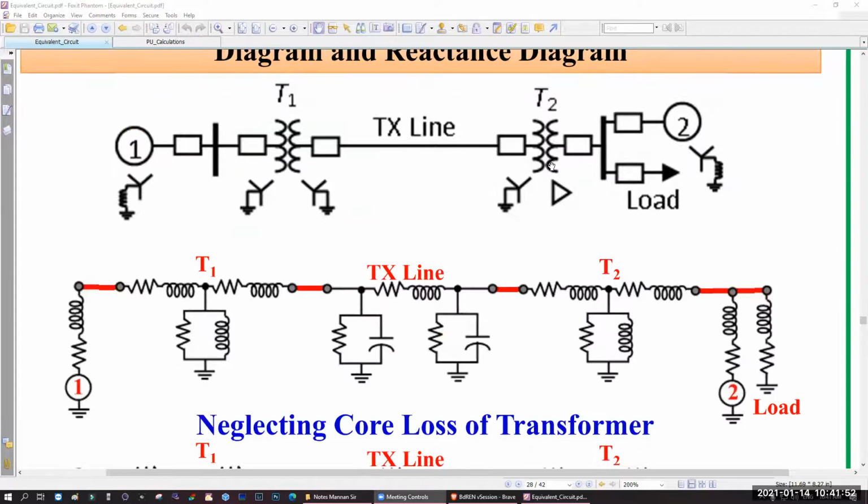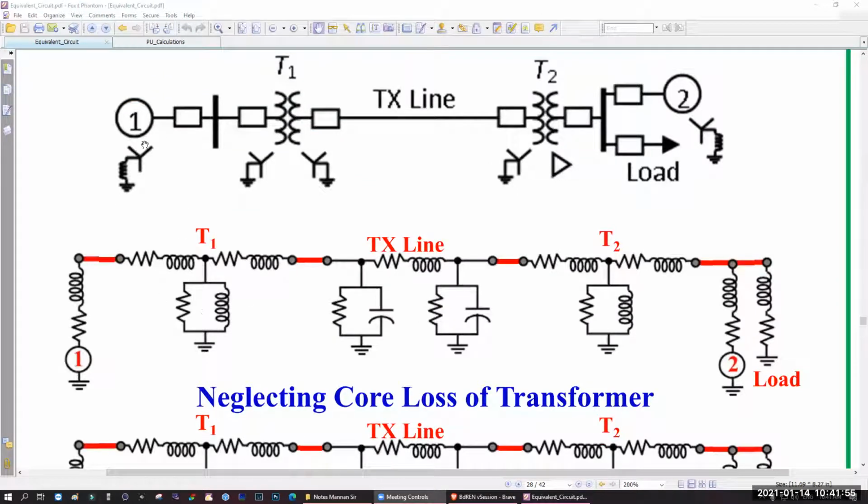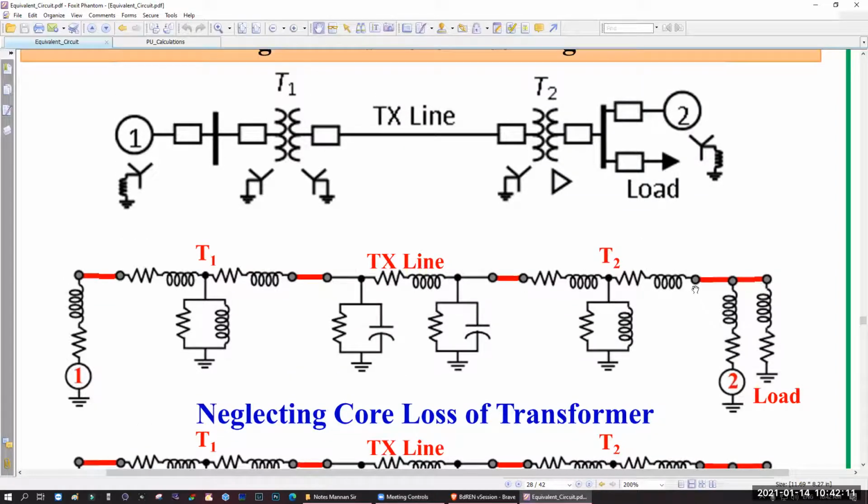Then we have to expand, or use the equivalent component here. This is the transformer, and this is the equivalent circuit of the transformer. This is the transmission line, so we have to replace that with the equivalent circuit of the transmission line. Then we have another transformer, and we have to give the equivalent circuit of the transformer. Then we have a generator, so we give the equivalent circuit of the generator. Then we have a load, with its equivalent circuit. So this is the detailed equivalent circuit of our power system, or a one line diagram.